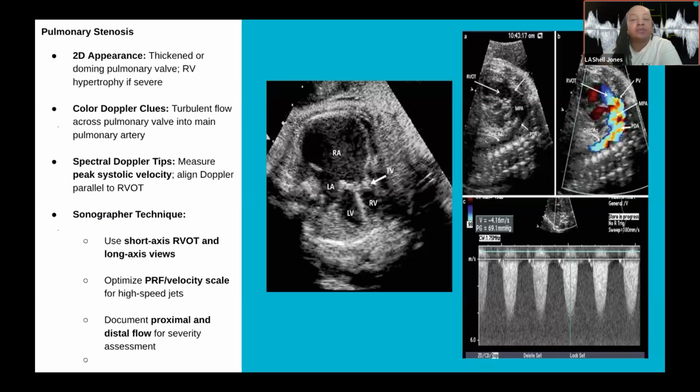Now the spectral Doppler tip, measure the peak systolic, which is what we're doing here. Align the Doppler parallel to the RVOT. You can see that velocity there. Now the technique, if you can, especially if the fetus allows, you want to get this possibly in the short axis RVOT view, your ductal arch view and long axis view. And once again, optimize that PRF and velocity scale because you don't want to overcompensate for this blood flow that we're seeing. You want to really document what's really there. Okay.